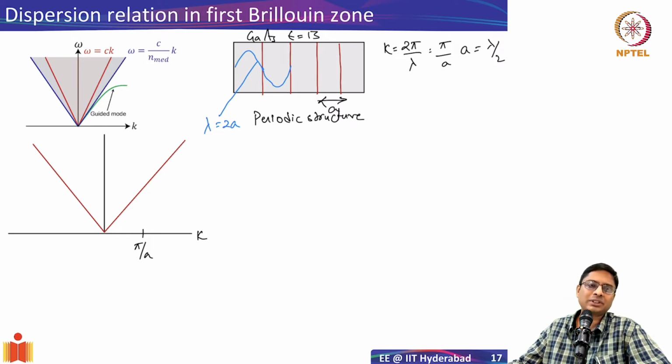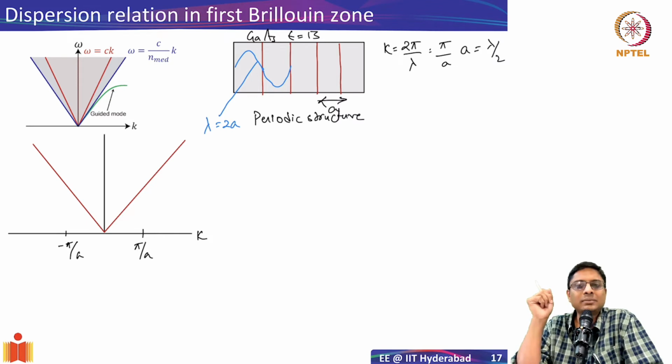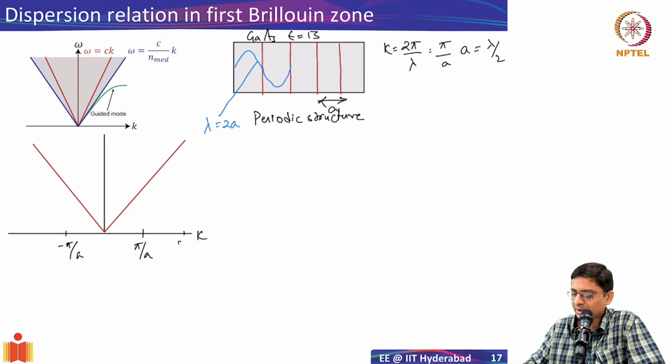I mean, you can also think of a k which is in the negative direction. It doesn't really matter for us. So even pi by a, it's a negative propagating wave essentially. So even if I have minus pi by a, that is going to be the same. Okay. Similarly, I can even look at 2 pi by a and minus 2 pi by a.